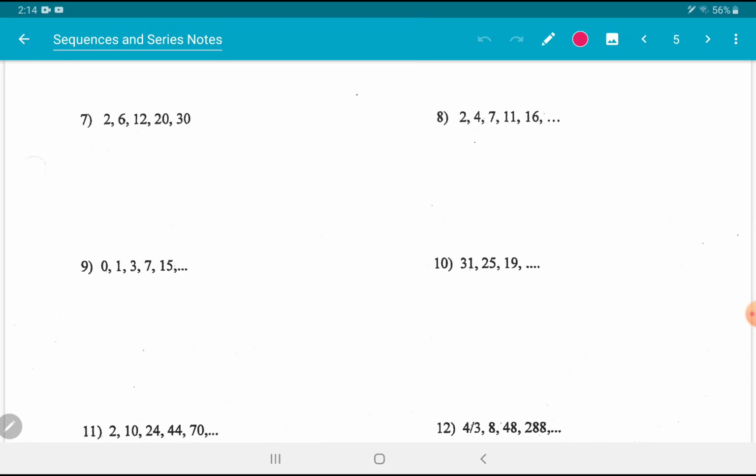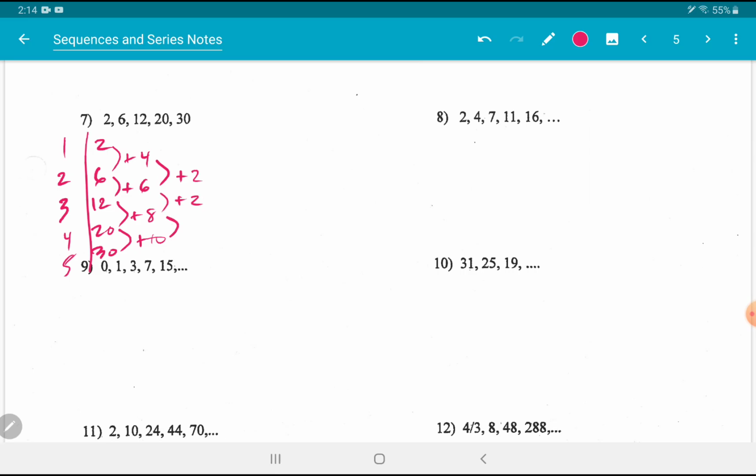All right, so we got 2, 6, 12, 20, and 30. So just like we've done before, hopefully you're seeing, this is not arithmetic. Is that geometric times 3? Nope, it's not geometric either, okay? So because of that, we can go ahead and make our table. We have 5 terms. And then we write our numbers down, 2, 6, 12, 20, and 30. Add 4, add 6, add 8, add 10. Add 2, add 2, add 2.